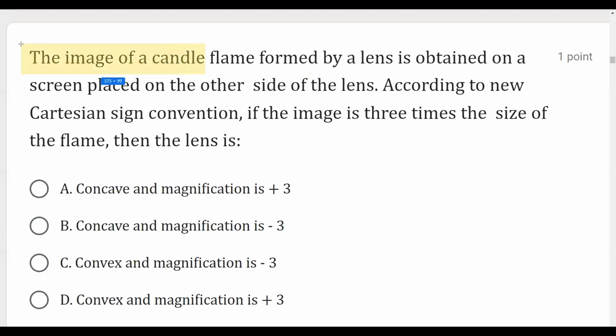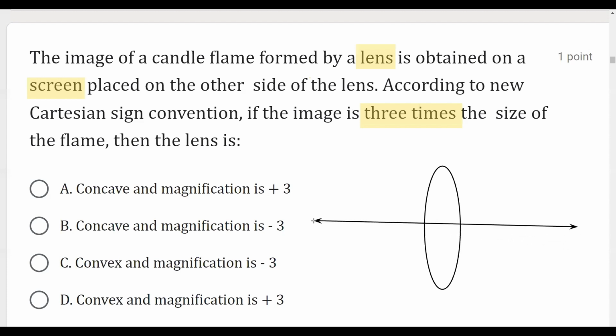In the next question, it says the image of a candle flame formed by a lens is obtained on a screen. So that it is formed on a screen, and that means it is real and inverted, on the other side of the lens. According to the new sign convention, the image formed is three times the size of the object. So these are the points that need to be taken care of. If the image is formed on a screen, that means it is real and inverted, right?